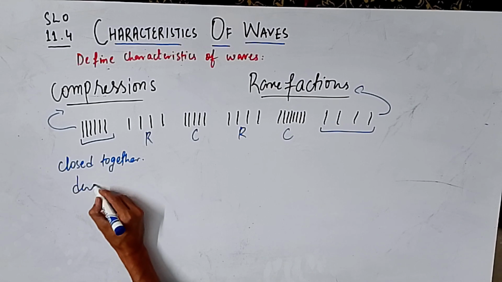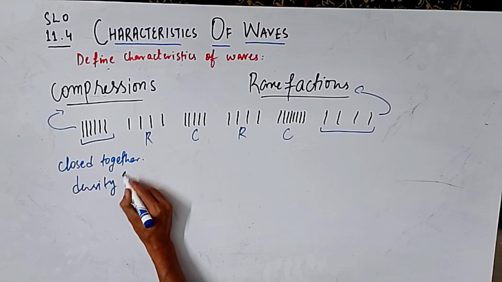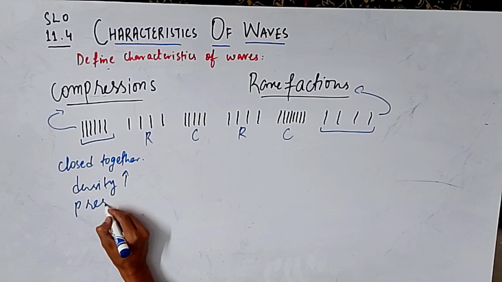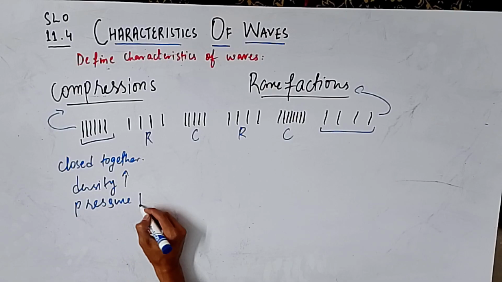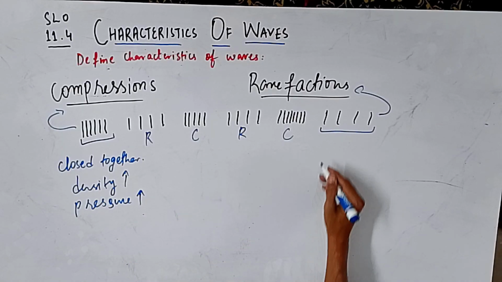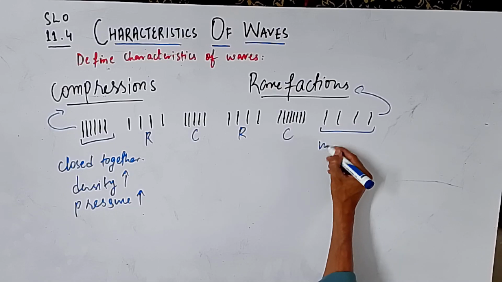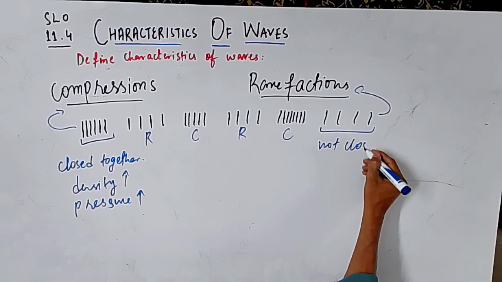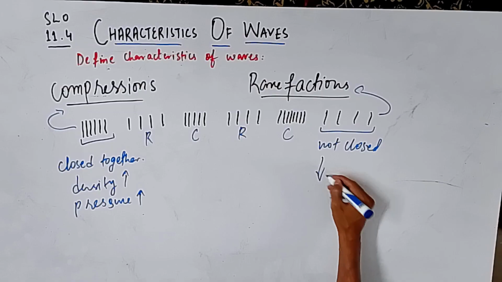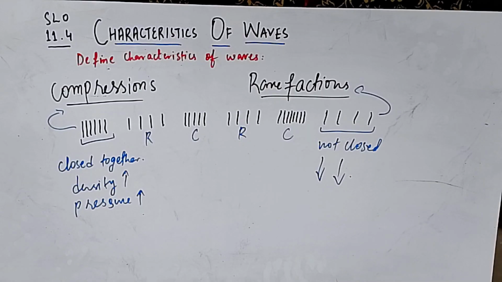So density is high, pressure is high, and in rarefaction, obviously, the particles have distance between them, they are not close together. So comparatively the pressure is low and the density is low in rarefaction. This is present in longitudinal waves, not in transverse waves.